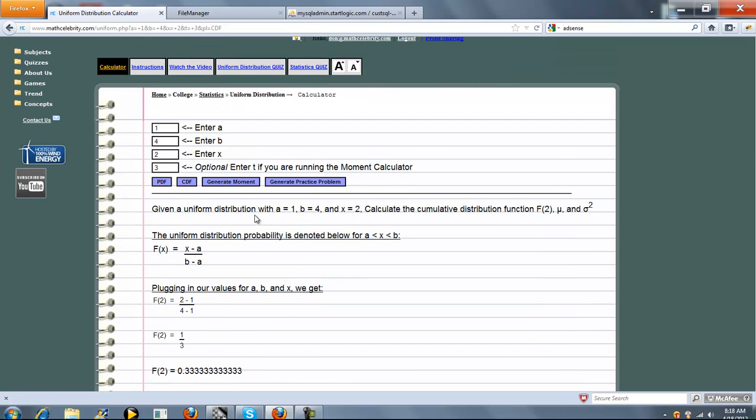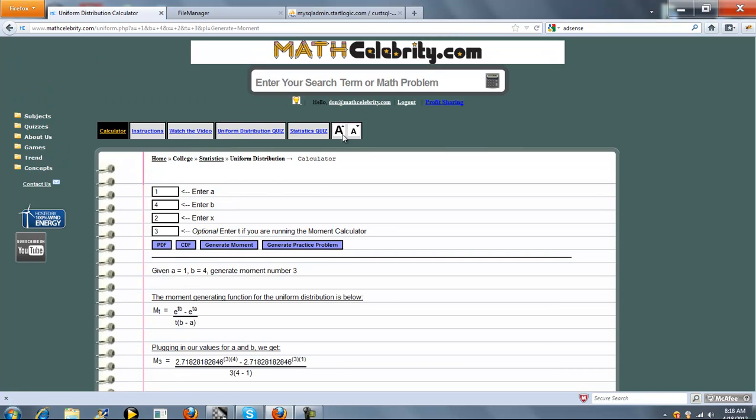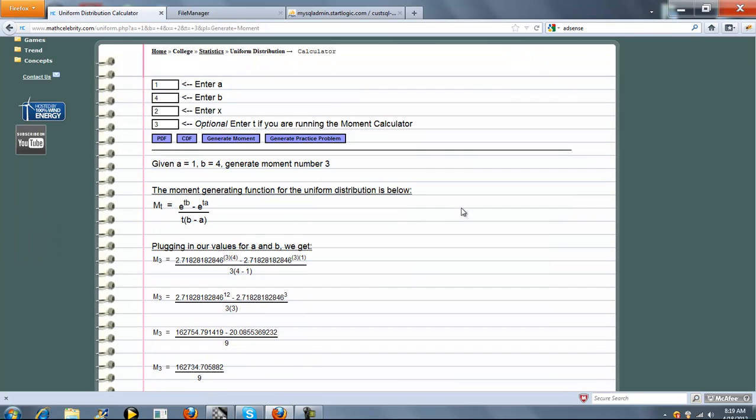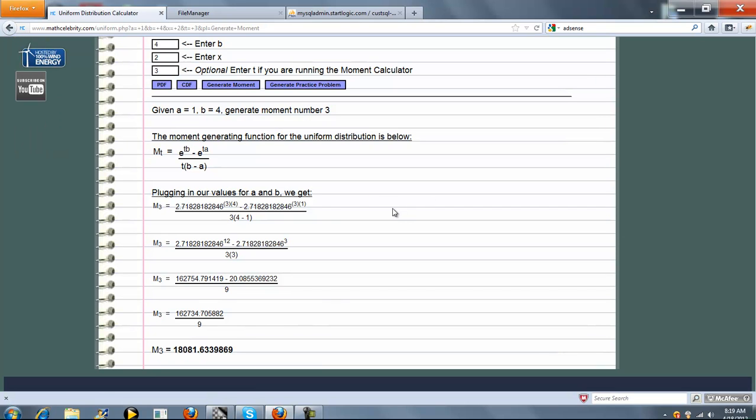Finally, let's check out the generate moment button. So we'll go ahead and press generate moment. We're going to generate the third moment. Now you can change this to 2, 5, it doesn't matter. The moment at time t is (e to the tb minus e to the ta) over (t times (b minus a)). So we just take the three entries that you gave us, plug them in, simplify, evaluate, and we get the third moment.